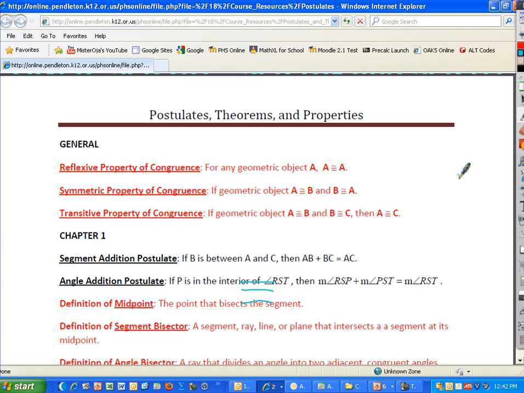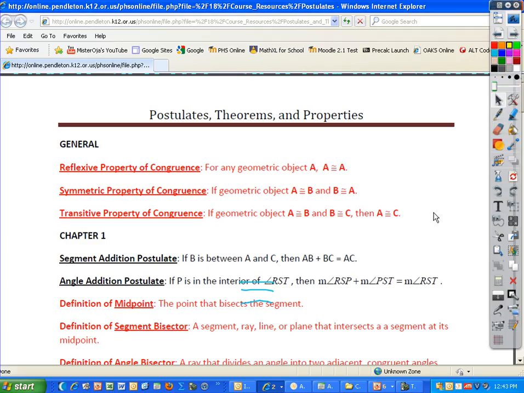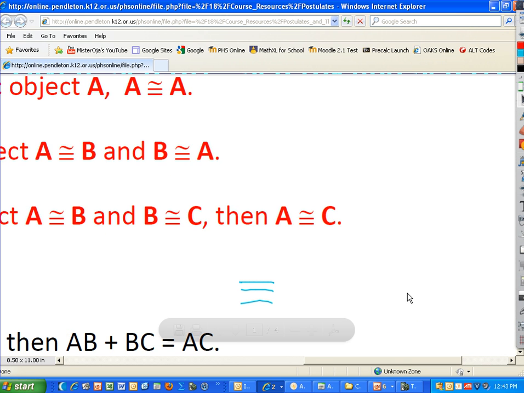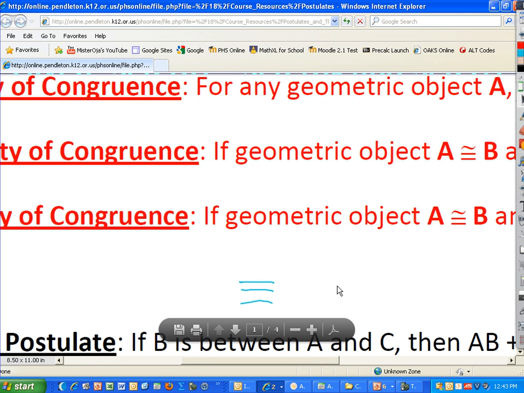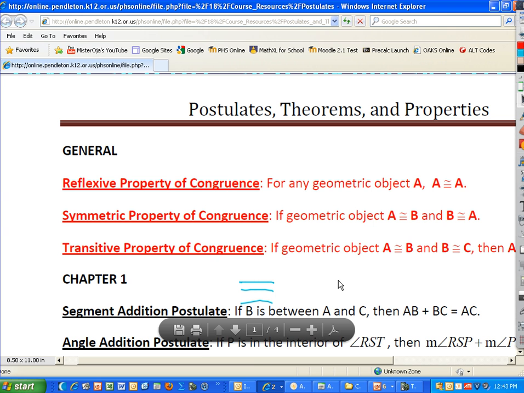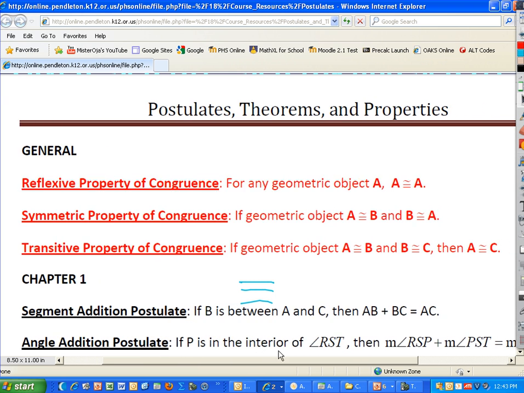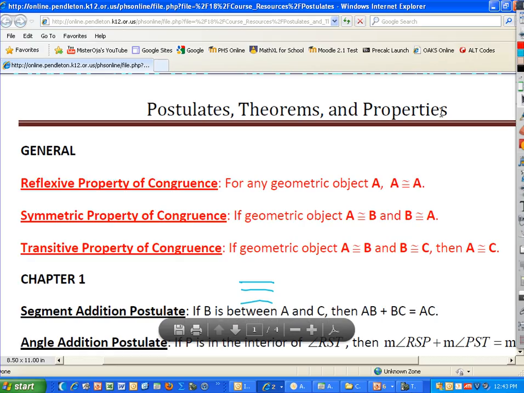What's the reason? Oops, that's a little too big. About that. What's the reason for that? Yeah, it's the reflexive property of congruence.